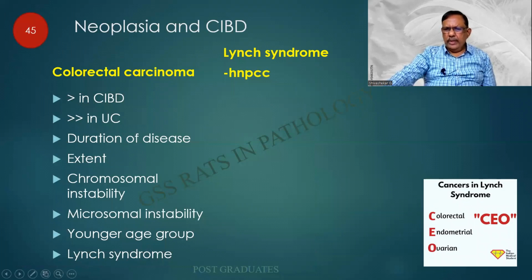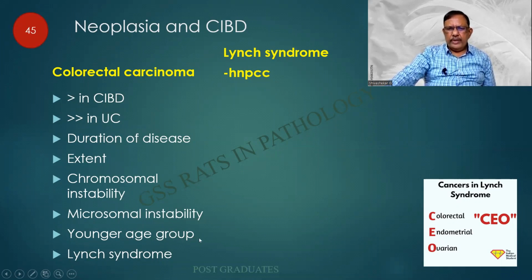Neoplasia, there are certain neoplasia that have been mentioned, and I would like you people to kindly visit my class on the serrated lesions from the recent advances, also your other books. So colorectal carcinoma, more in a case of chronic inflammatory bowel disease, much more in ulcerative colitis. You will have to look for the duration of the disease, the extent to which it is, and any other chromosomal instability, such as microsatellite instability, you will have to look for.